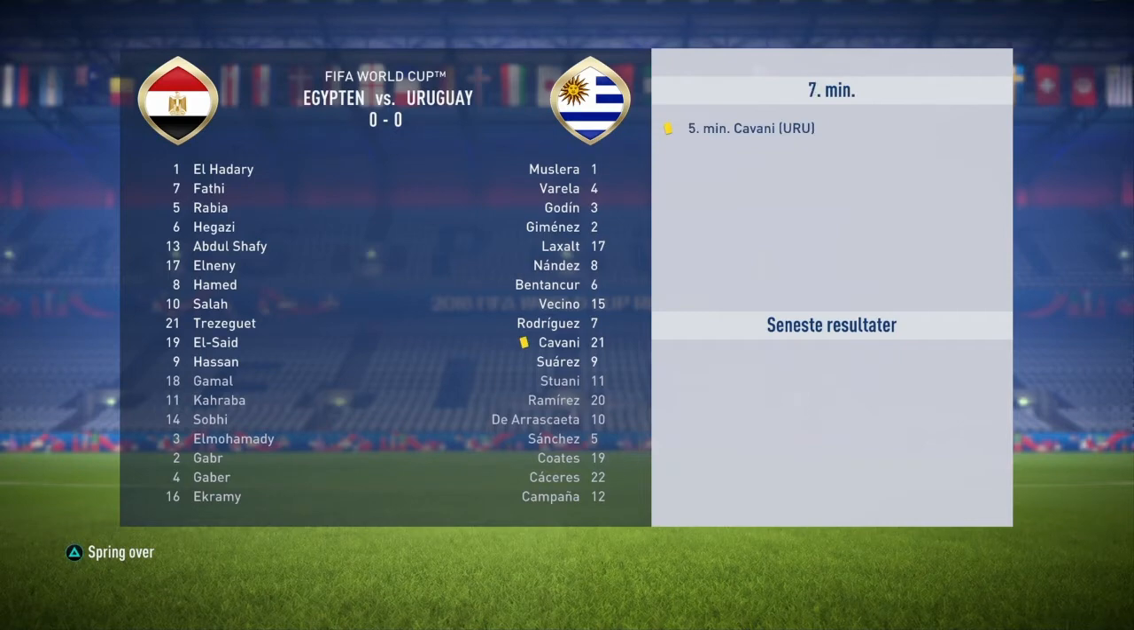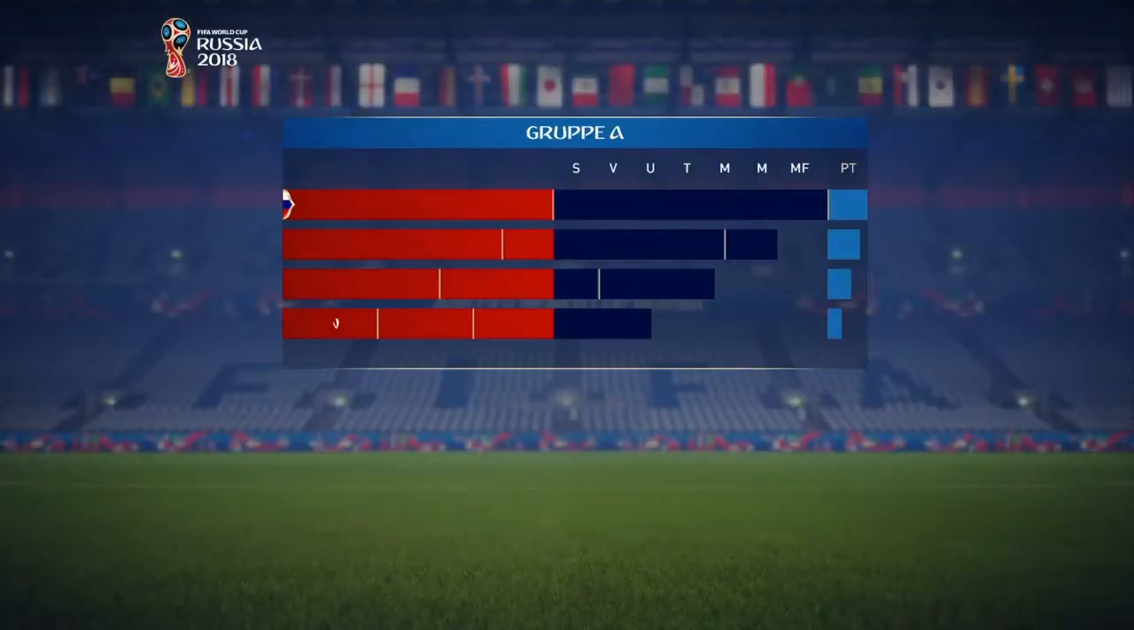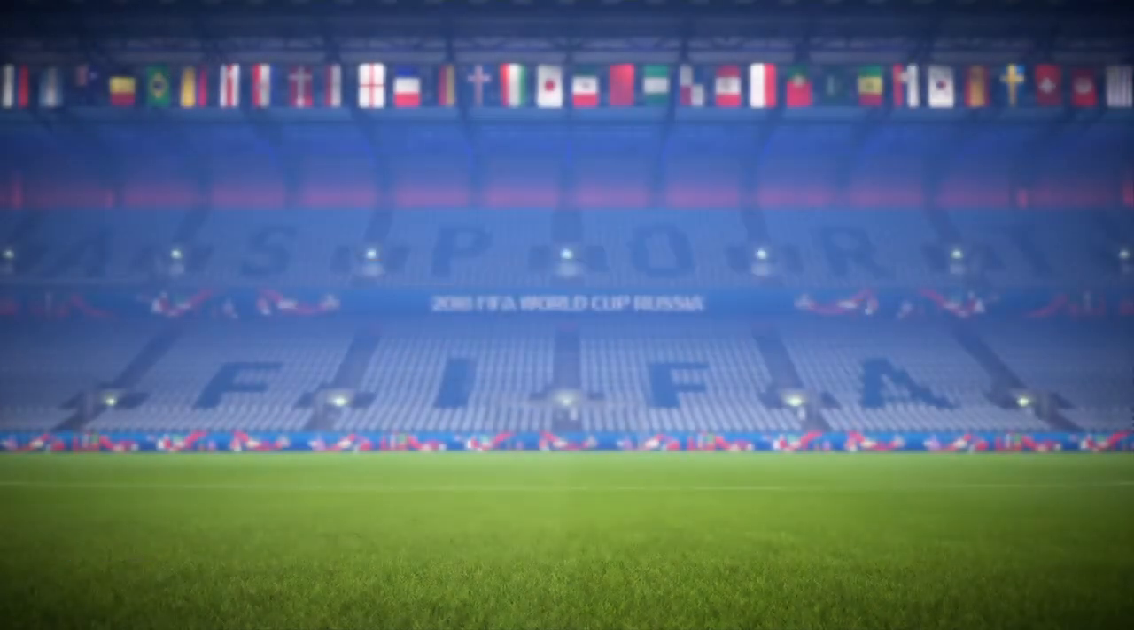But let's see, Egypt versus Uruguay. It ends in a draw with 2-2. Mo Salah scored. Cavani, Rodriguez, Trezeguet. Interesting. So they get 1 point each in the group, and this will go on and on.